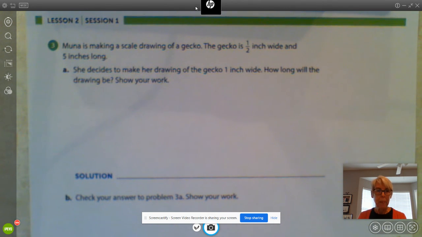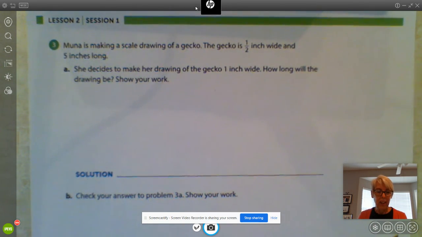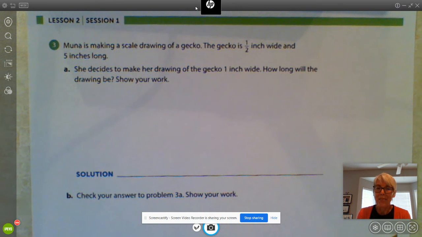And show your work. The next little bit of that is on letter B. Check your answer to problem 3A and show your work. I'm going to have you write it straight in your book first and work on your own, figuring it out, and if you want to draw pictures of the gecko, that's really fun. And then you're going to transfer this to a CAMI document, and then submit it so I can see it and grade it.